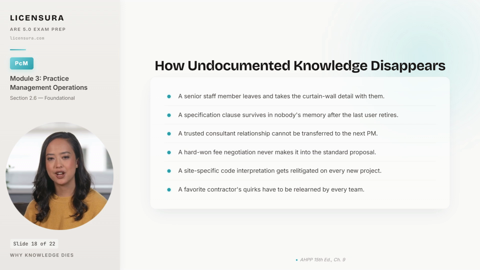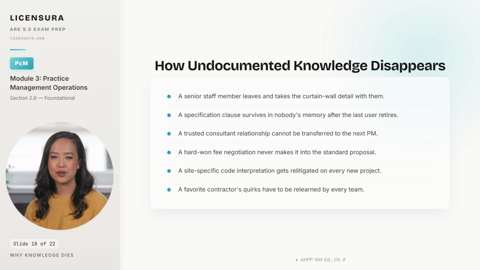6 ways undocumented knowledge quietly disappears from a firm. A senior staff member leaves for a competitor, and the curtain wall detail they refined over 4 projects leaves with them. The next team starts from a blank sheet on the same problem. A specification clause that was carefully negotiated to balance owner protection and contractor practicality survives in nobody's memory after the last person who knew the reason behind it retires.